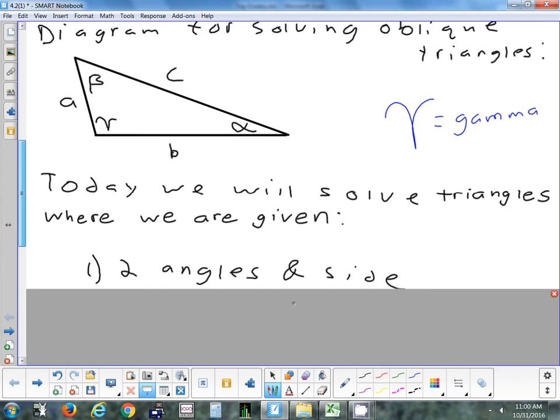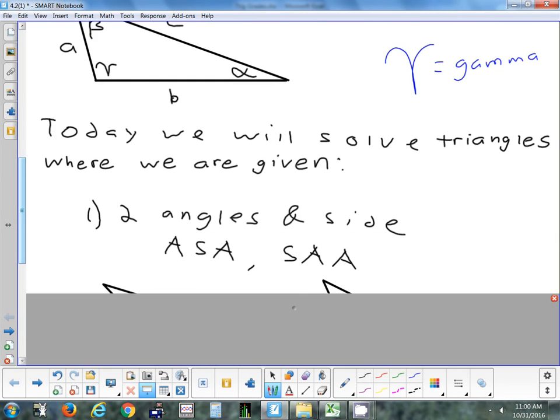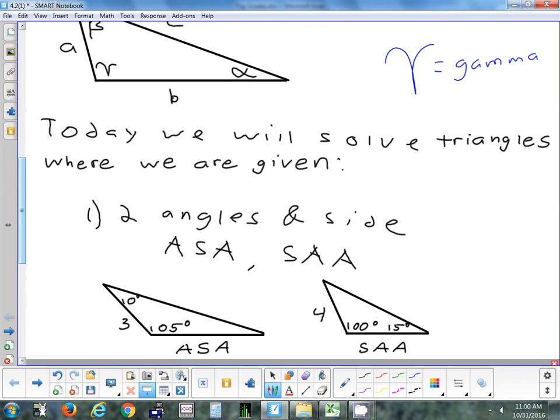One case I could give you is when I tell you two of the angles and a side. Even doing it that way, there are two ways I can do that. I can give you two angles, and then tell you the side that connects them, the side that's between. The diagram on the left is a picture of that. You've got two angles, and you know the side that connects the two, the side that's between.